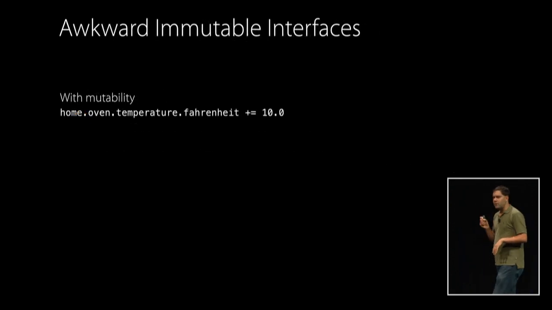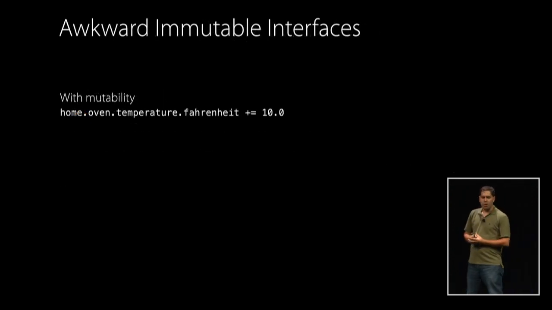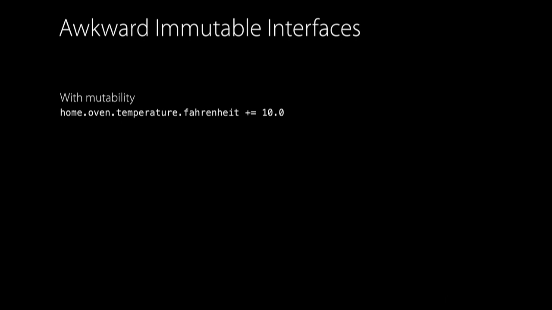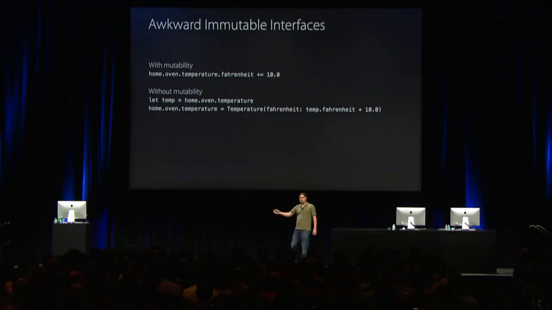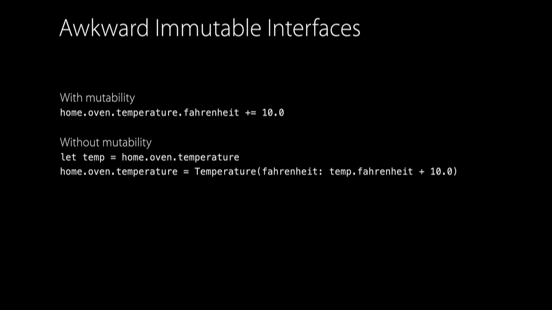OK, let's talk about awkward immutable interfaces. Before, if I wanted to, say, tweak the temperature of my oven by 10 degrees Fahrenheit, that was a simple operation. Plus equals 10. That does it. That's it. How would we do this if we've taken away mutation? Well, we have to go and grab the temperature object in the oven, create yet another temperature object that has the new value. Right? So it's a little bit more awkward.